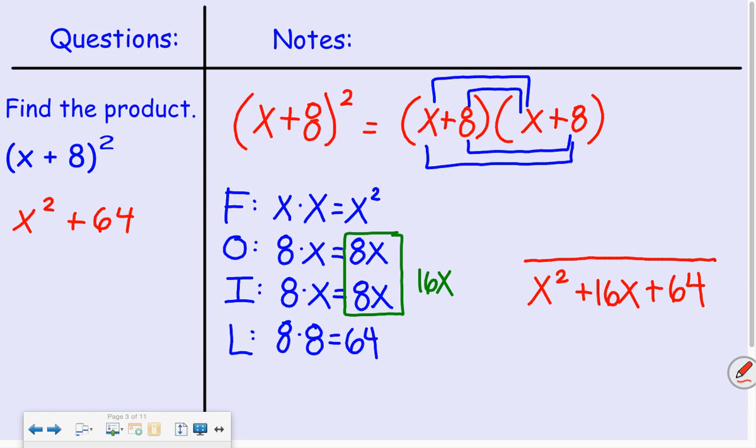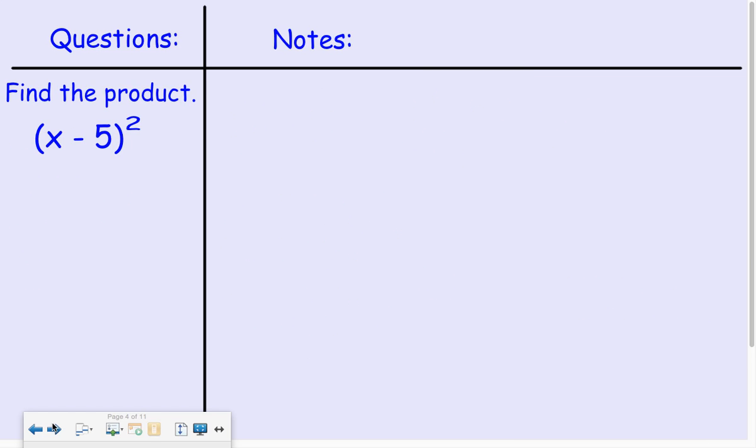So look at my answer compared to what I got when I just squared the x and the 8. We missed that middle term, that 16x. So you cannot just square your x and square the 8 because you're missing the 16x in the middle and your answer is not correct. So you have to write the parenthesis, the binomial twice, and FOIL. All right, second one, find the product.